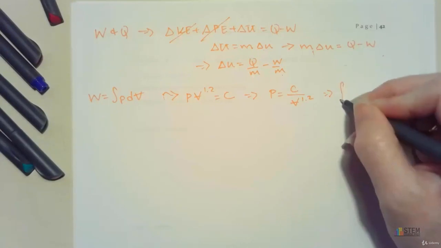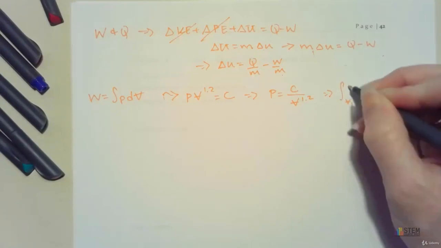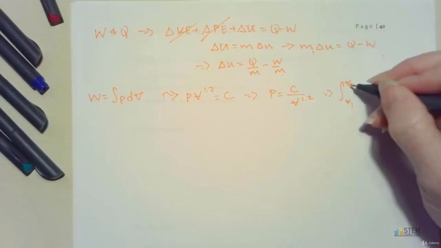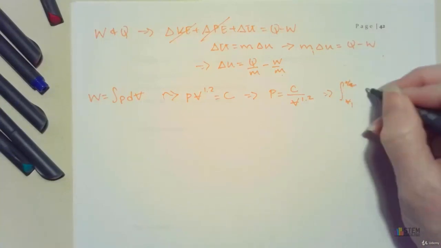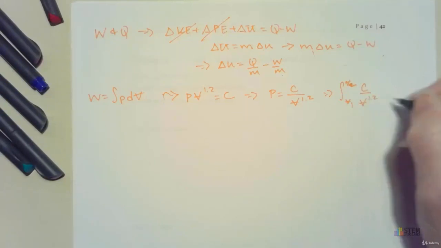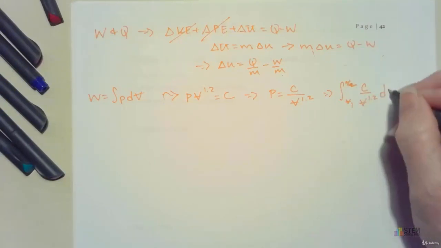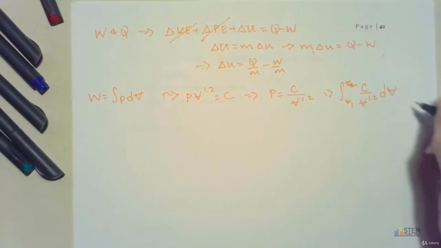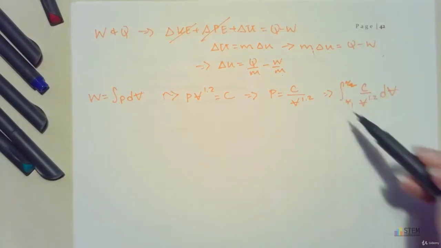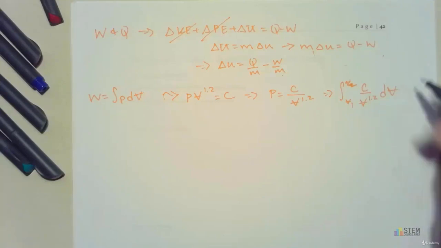So we're going to get the integral. We're going to integrate from volume 1 to volume 2. This is a 2 here, it's hard to tell. And the equation for pressure is going to be C over volume to the power of 1.2 times dV, where V is volume. Now C is a constant, so you can move that to the outside.